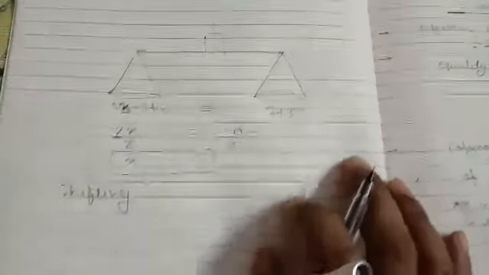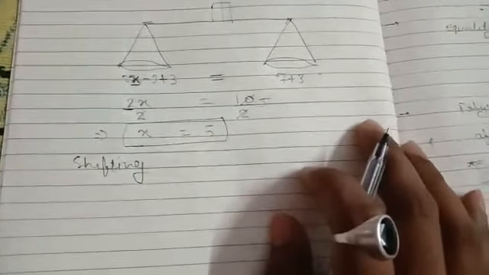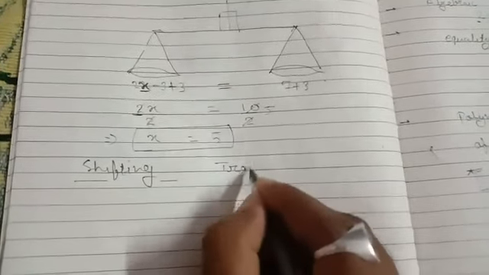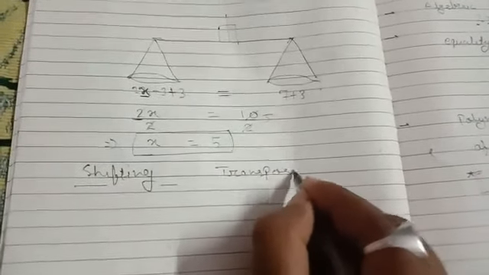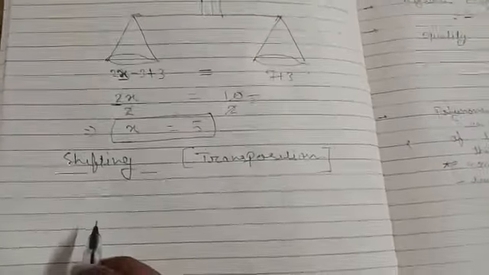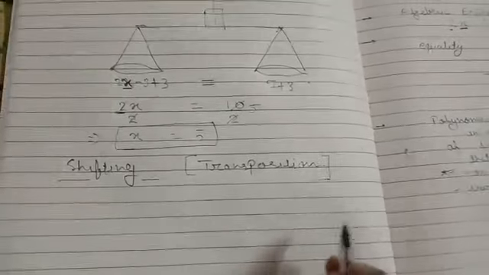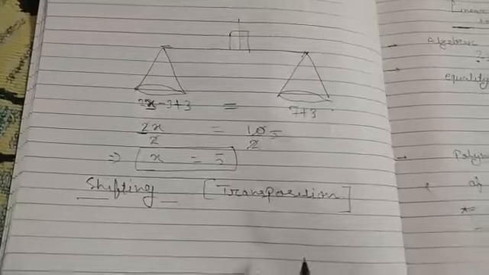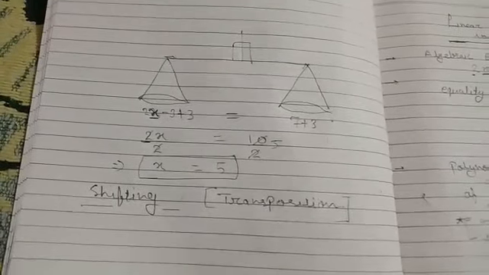Now we are going to understand the new method, which is called shifting or transposition. What is the transposition or shifting method? In this method, we just shift the rest of the integers or constants, whatever they are, we shift all the things but the variables to the other side.